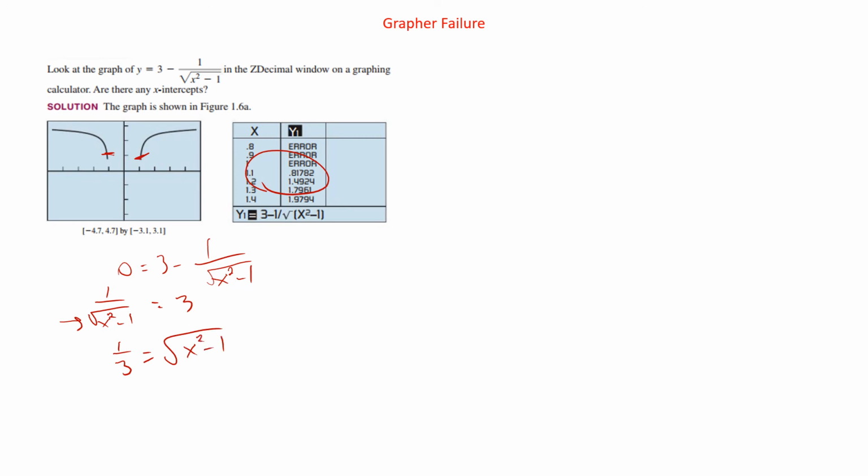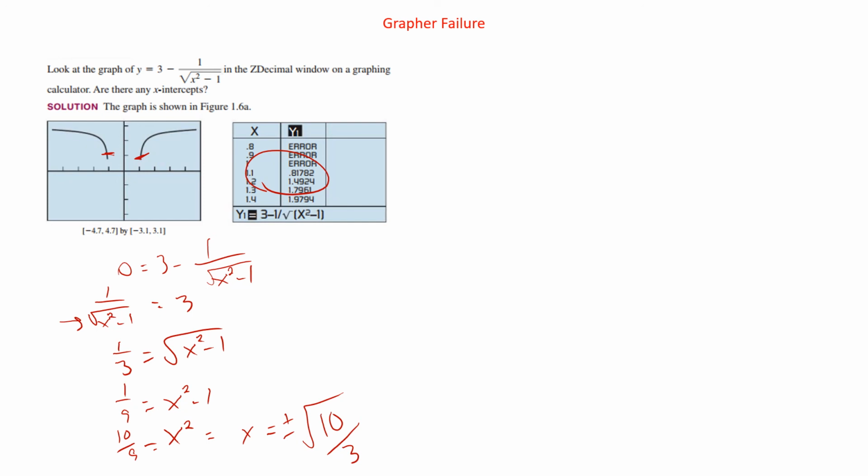We can square both sides. 1/9 equals x squared minus 1. Add 1, that would be 9/9, so we'd have 10/9 equals x squared, and then square root. So x would equal plus or minus the square root of 10 over 3. And so, which is just above 1 or below -1. And so that's when it's going to hit 0.